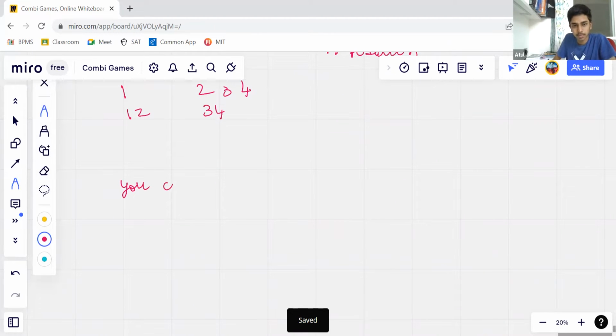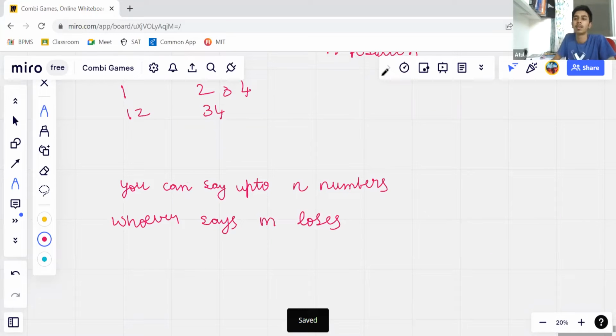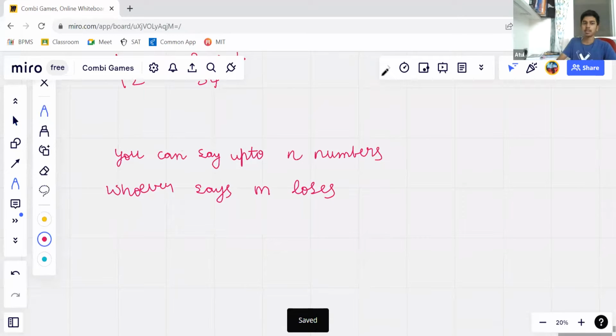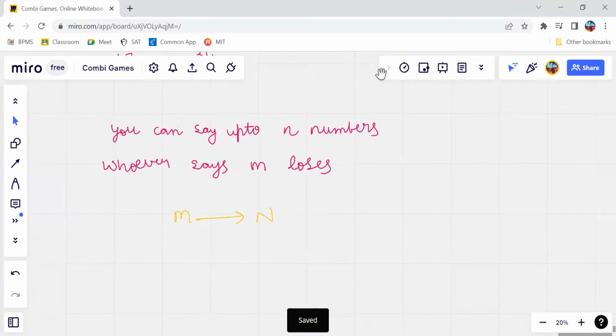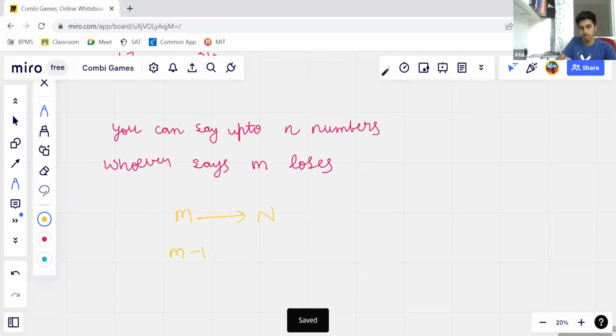You can say up to N numbers in a row. And whoever says M loses. So we can repeat the exact same thing. We know that M is a P position. No, it's an N position. M minus 1 is. Yes, M minus 1 is a P position.